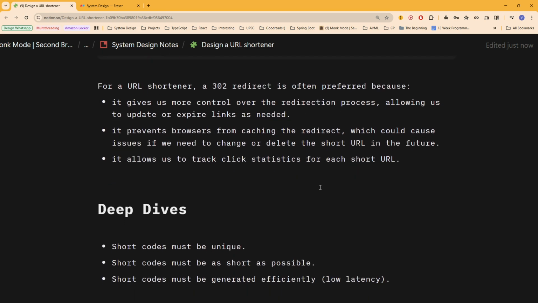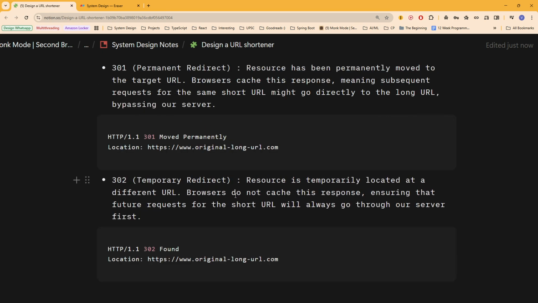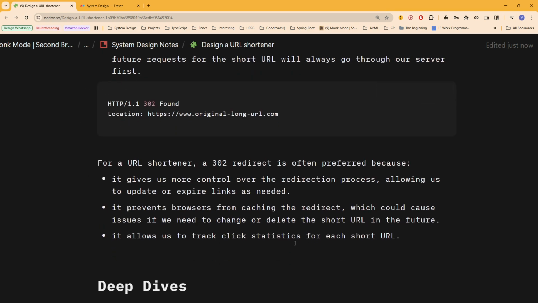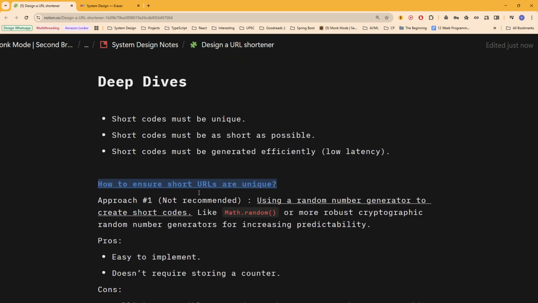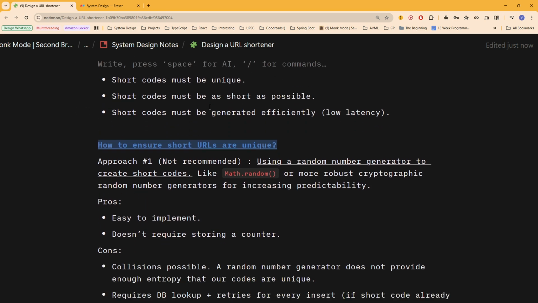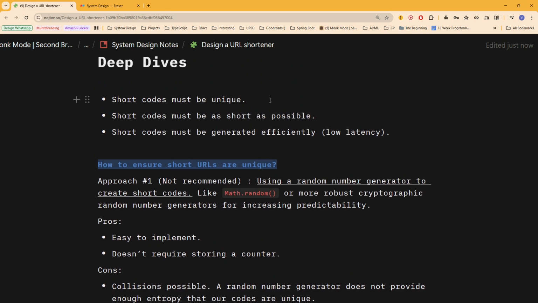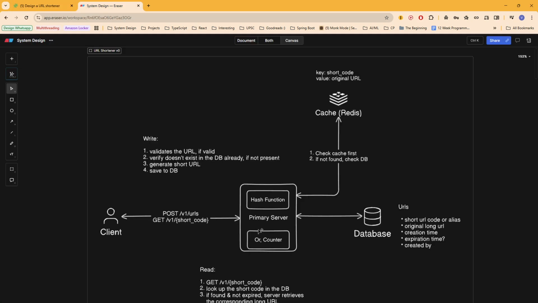Now let's talk about the deep dives. We have already talked about the 301 and 302 redirects. That is why I'm not going through these. Now, as I said, we haven't talked about how we will come up with the short code, how we will generate the short code.